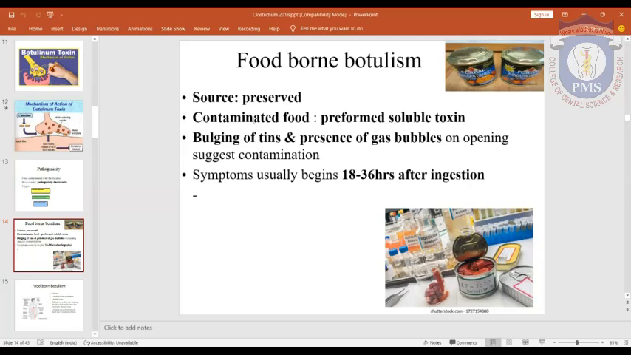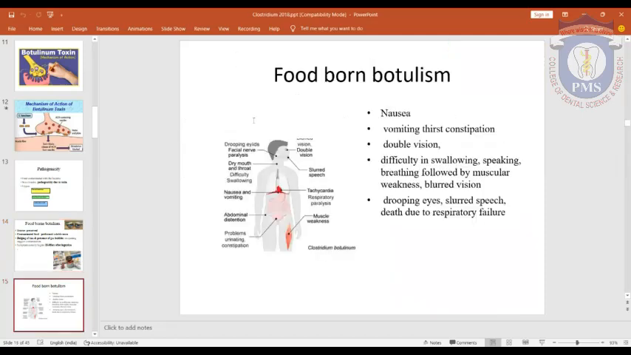Various symptoms associated with the ingestion of botulinum toxin are as follows, and the symptoms usually begin 18 to 36 hours after ingestion. Various symptoms of food botulism include nausea, vomiting, thirst, constipation, double vision, difficulty in swallowing, speaking, breathing followed by muscular weakness, blurred vision, drooping eyes, slurred speech, and death may be due to respiratory failure.